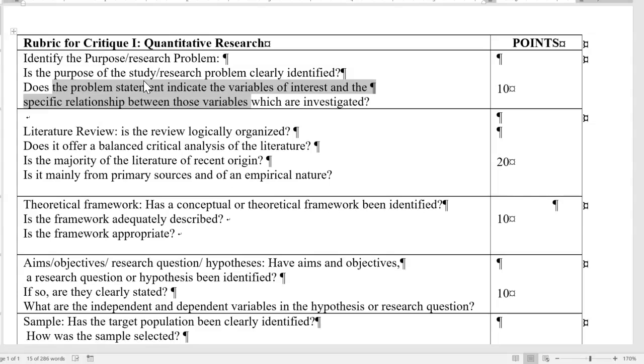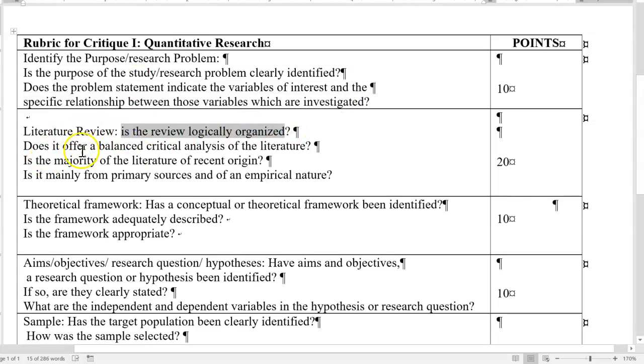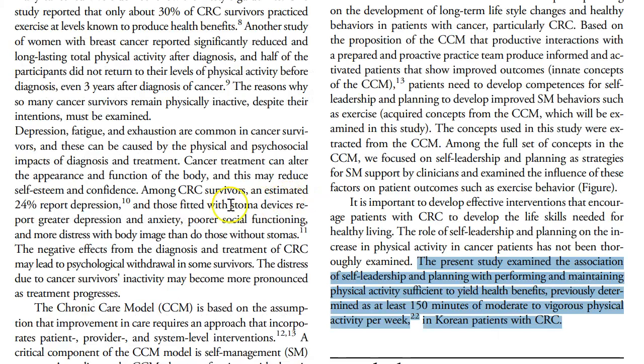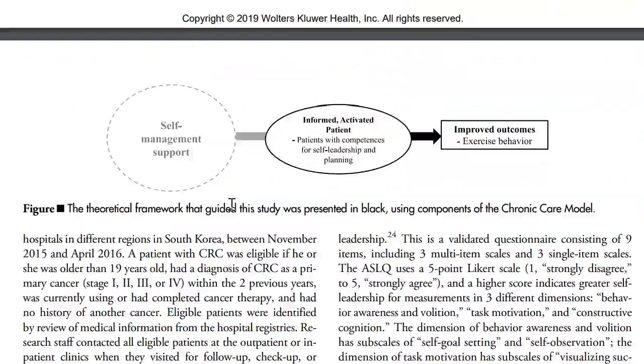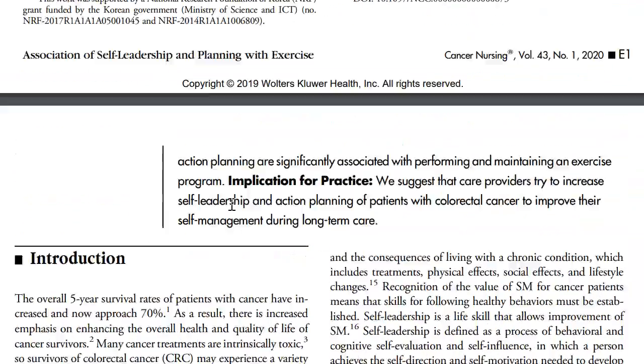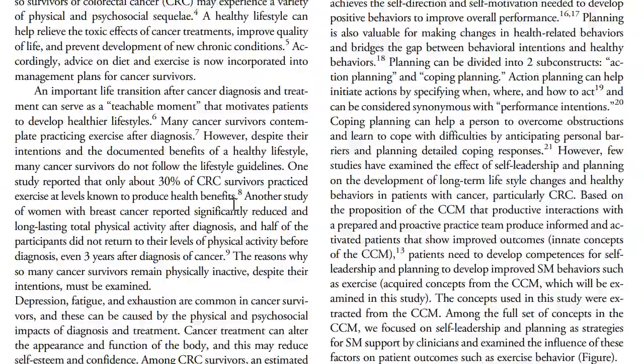All right, the next part is the lit review. So is the lit review logically organized? Does it offer a balanced critical analysis of the literature? And is the majority of the literature of recent origin? Is it mainly from primary sources and of an empirical nature? All right, so let's come down to, they have no lit review. All right, so their lit review is actually in the introduction.